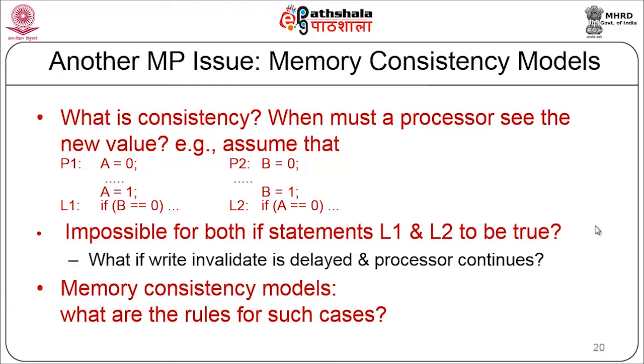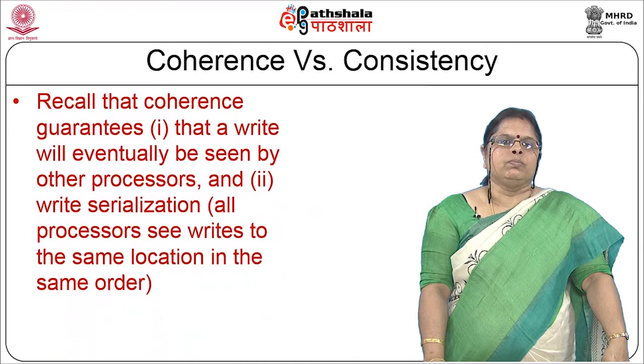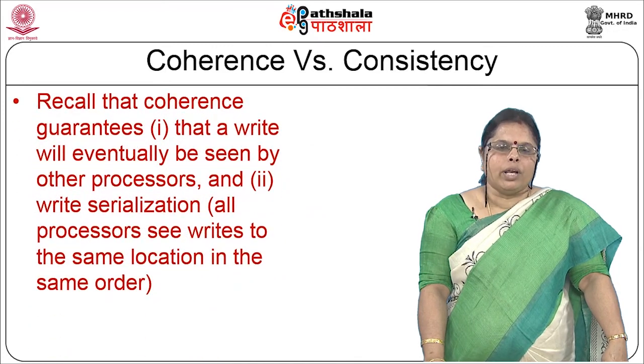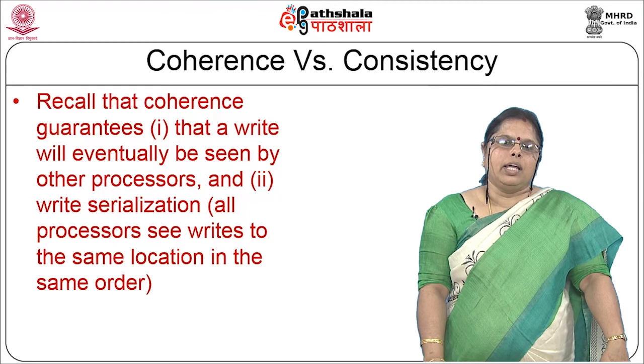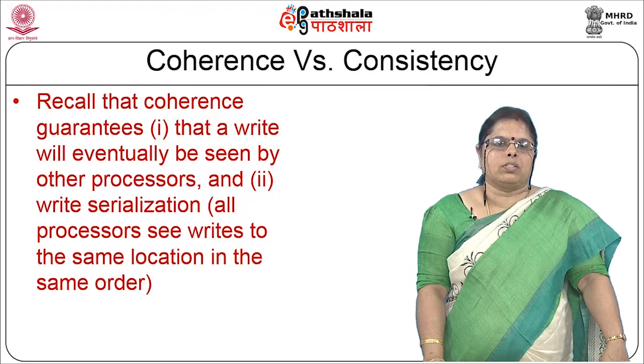So whenever you have a write problem, you always have a problem. When you have a read and a write, they definitely have to be ordered in some way. If the order is violated, what will happen? That gives rise to a memory consistency problem.